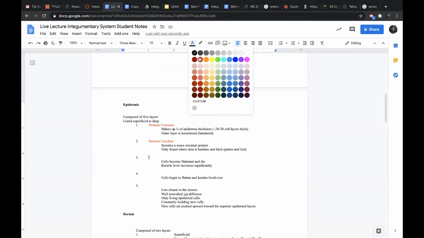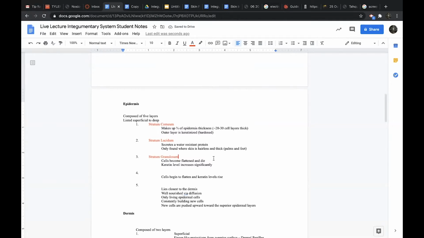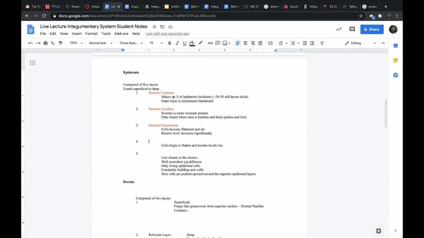The third layer is the stratum granulosum. And at this level, so we're working our way deeper, this is where cells start to become flattened, they start to die. The next layer down, almost the deepest of the epidermis, is the stratum spinosum.